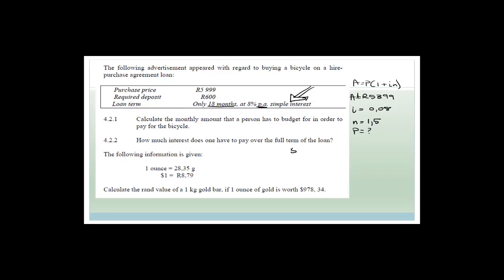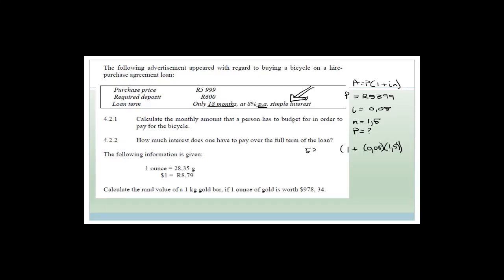Okay, so let's substitute that in. We've got 5,399 is equal to P times (1 plus 0.08 times 1.5). Okay, so yes, I'm right. This P is going to be the total amount that we're going to... I'm sorry, I made a mistake. What we're actually doing is this is actually the P. The P is how much we owe, and we need to take the amount of money that we're actually going to have to pay in total and divide by the 18 months. So this is my P.